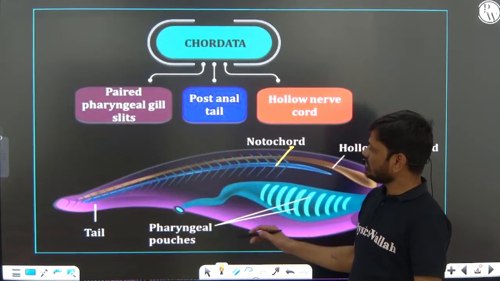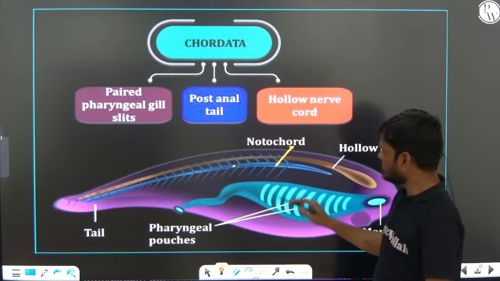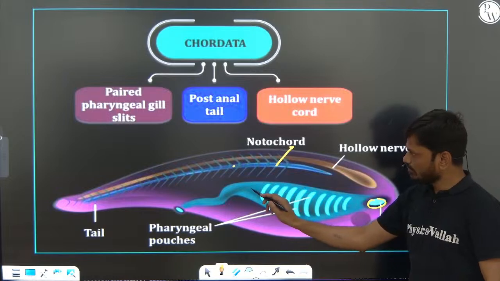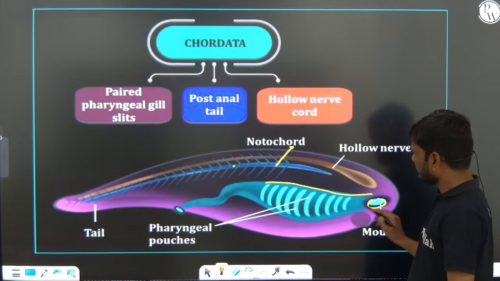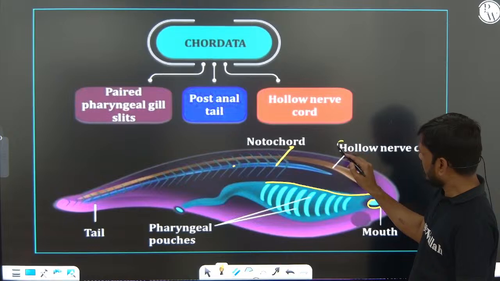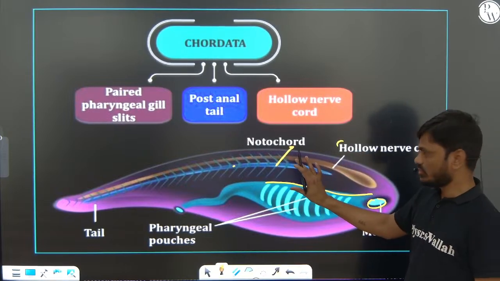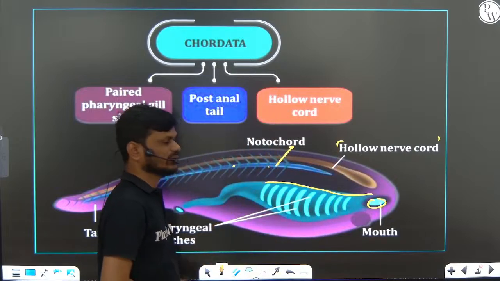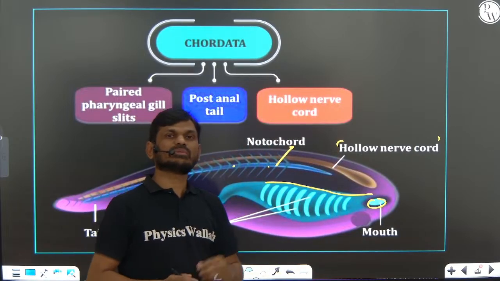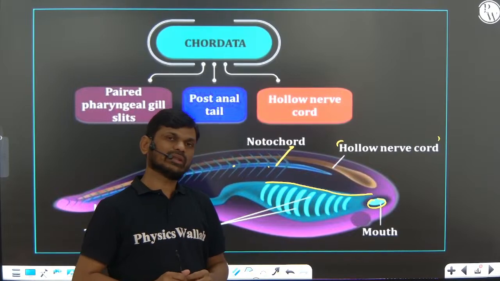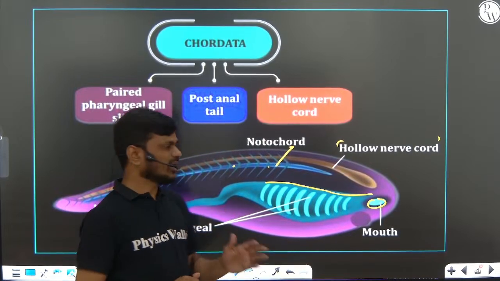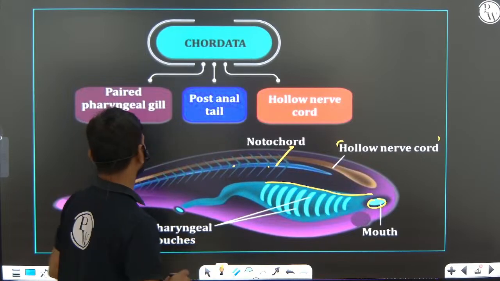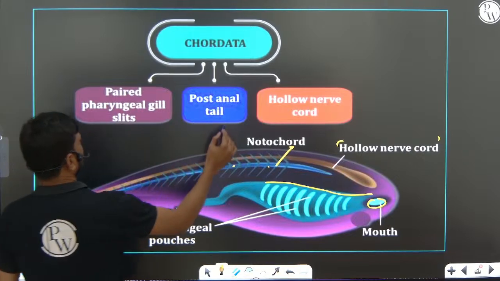In these animals, the notochord is present above the alimentary canal. You can see this is the alimentary canal. Above the alimentary canal and below the hollow nerve cord is the location of the notochord. Its main function is acting as the primary endoskeleton, so muscles attach to the notochord. It is mesodermal in origin.